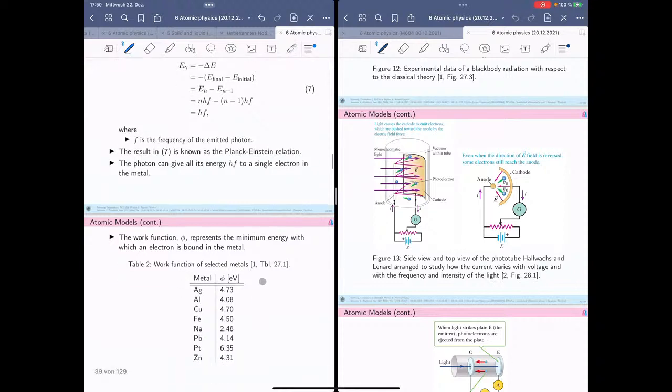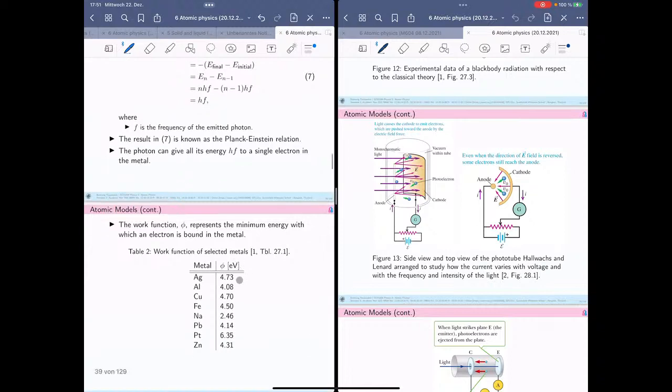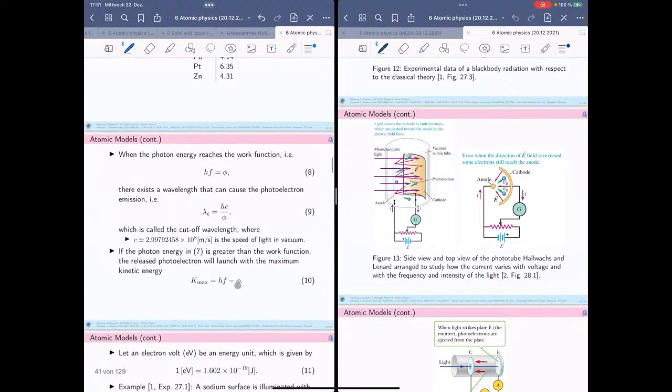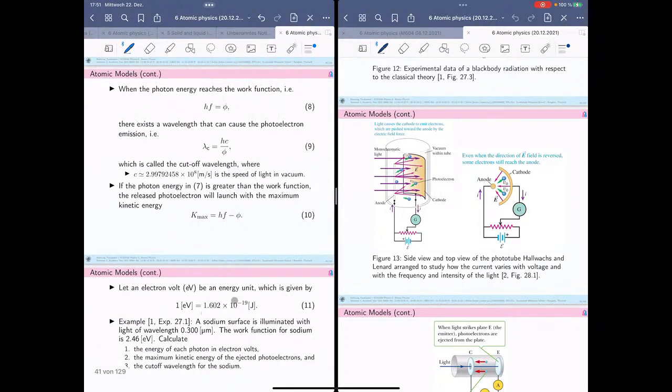Work functions of selected metals are captured. This is taken from book number 1, right? Please note that the unit of the work function is represented in eV. eV is the electron volt. Electron volt is a kind of tiny energy unit.